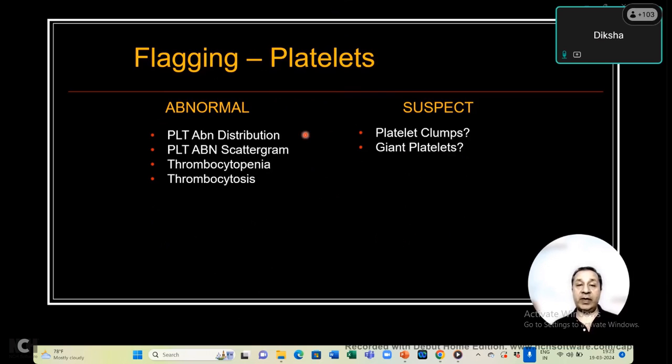Similarly, for platelets, you have classical abnormal distribution of platelets, which can be picked up. You can have abnormalities of the platelet scattergram, especially in the analyzers which depend on the fluorescence of the flow cytometry patterns. And then you can also have suspect flags like platelet clumps and giant platelets. So all of these are classical flagging for platelets.